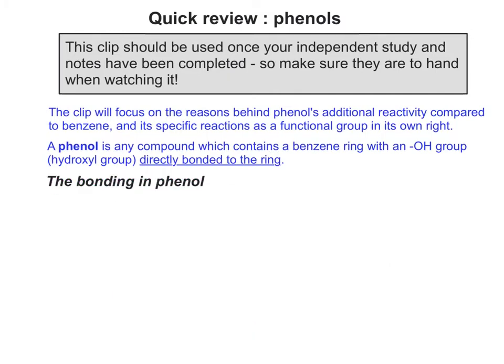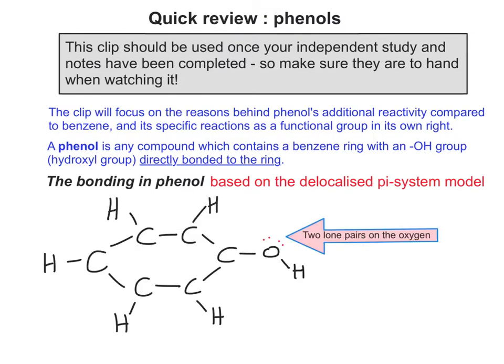So let's look at the bonding in phenol. So it's based on the same delocalized pi system model that we use for benzene. So if we draw out a normal benzene ring but substitute one of the hydrogens for an OH group in the normal way, including the correct bond angle of 104.5 degrees around the C-O-H bond, you can see that there's 2 lone pairs on the oxygen.